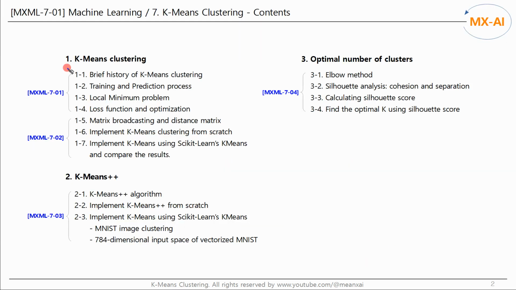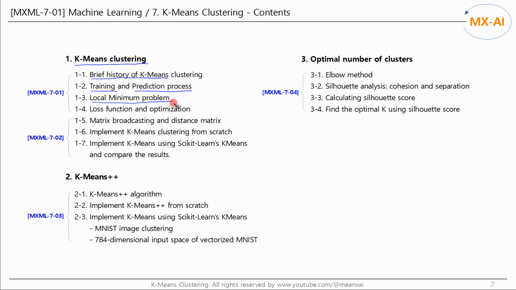Let's take a look at the full table of contents. In Chapter 1, we will look at the K-means clustering algorithm. Let's take a look at a brief history of K-means and look at its training and prediction process. We will then look at the local minimum problem and how to solve it.